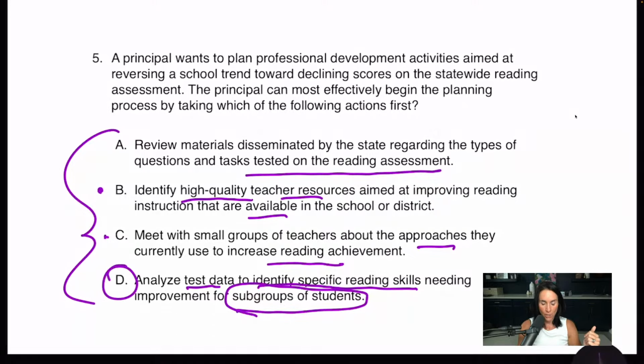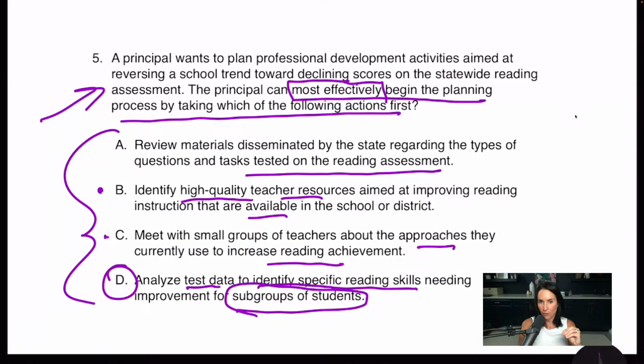Let's read the question just so we know what's going on. Now let's look at the question stem. The principal can most effectively begin the planning process by taking which of the following actions first. This is another way to identify correct answer choices. Most effectively and the word begin. Well, what do we do when we begin? We analyze the data first. We don't meet with small groups of teachers yet. We're not ready for that. We need to look at the data first. We need to educate ourselves in what's going on. We're not identifying high quality resources yet because we haven't looked at the data. We're not reviewing materials yet because we haven't looked at the data. D is the right answer every time because we have to make sure we're analyzing the data.